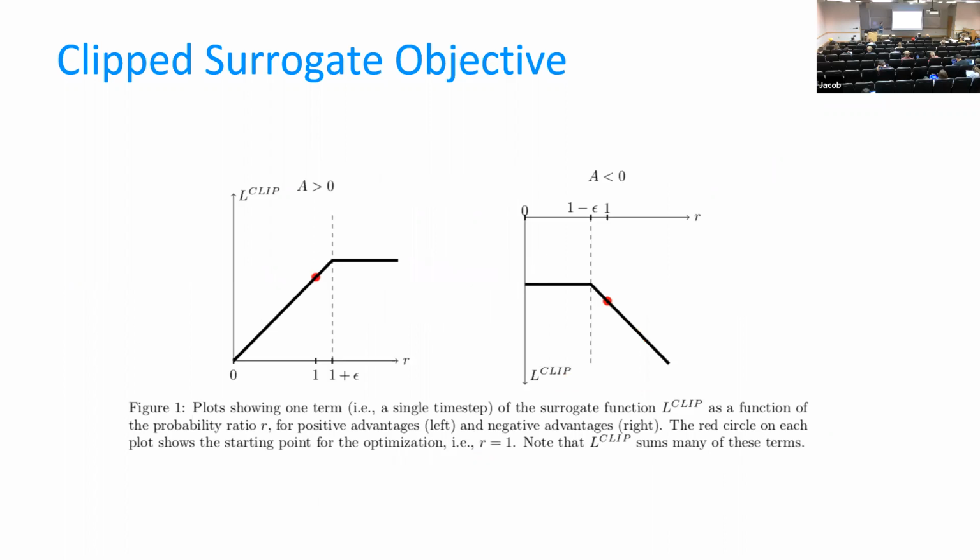And this is a visualization of the effect of this clip operation. On the y-axis is our clipped loss, and on the x-axis is our probability ratio. If our advantage is positive, then our ratio is limited to be no larger than 1 plus epsilon. And if our advantage is negative, then our clip loss can be no smaller than 1 minus epsilon. This basically enforces our updates being small enough that they don't change our policy too much in a single time step.